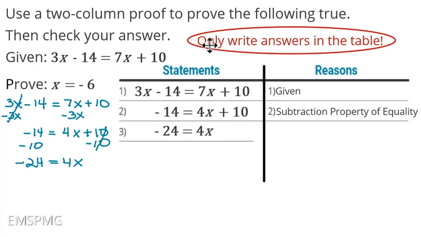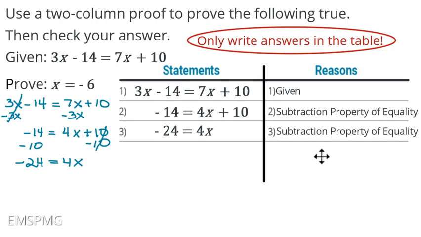Again, you're only putting the answers in your table. Now, what allowed me to get this answer? Think about it. What did I just do to both sides in order to go from step 2 to step 3? I subtracted 10. So that is called the subtraction property of equality again. It's just a coincidence that these are the same. It's not always going to be matching.